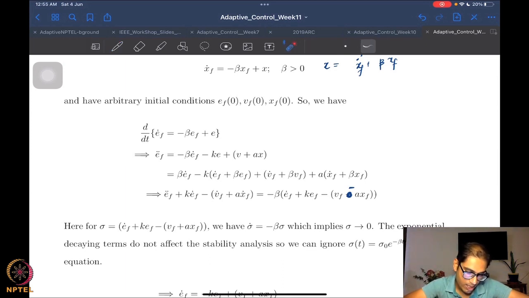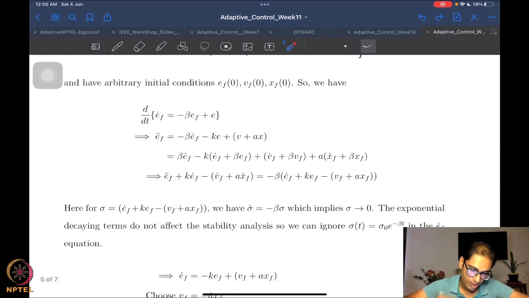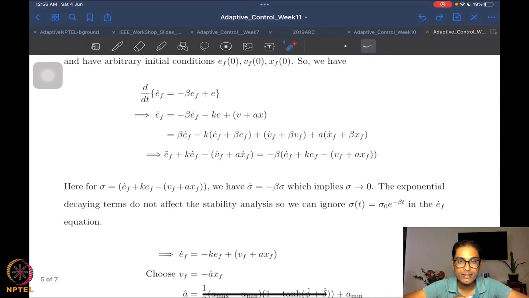So beta EF dot is same, minus K EF dot plus beta EF, plus VF dot plus beta VF, plus AXF dot plus beta XF. All this is good. Then what goes to the left and right? EF double dot plus KEF dot minus VF dot minus AXF dot. Alright, great. Then what I have is minus beta, okay, EF dot plus KEF minus VF minus AXF. So, sorry, this was correct. Yeah, this was correct. Okay, great. So this is fine.